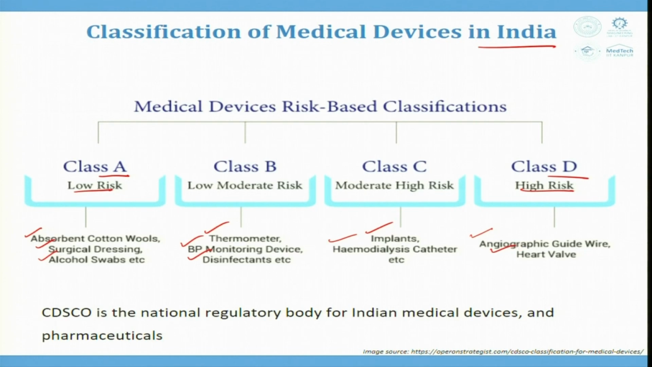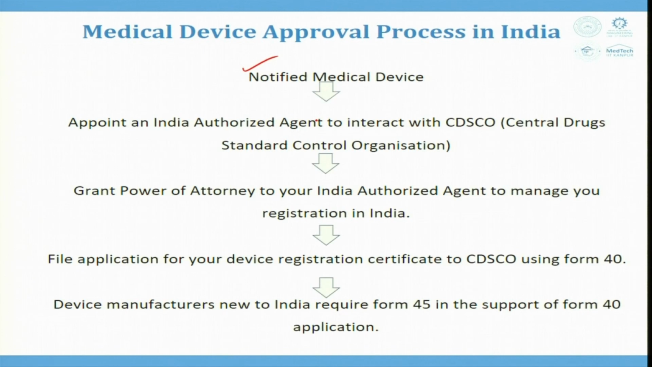CDSCO is the national regulatory body, which was discussed in the previous lectures, for Indian medical devices and pharmaceuticals. The medical device approval process in India is simply: we get notified the medical device, then we appoint an India authorized agent to interact with CDSCO, then we grant power of attorney, that is POA, to your India authorized agent to manage your registration in India, and file the application for your device registration certificate to CDSCO using Form 40.